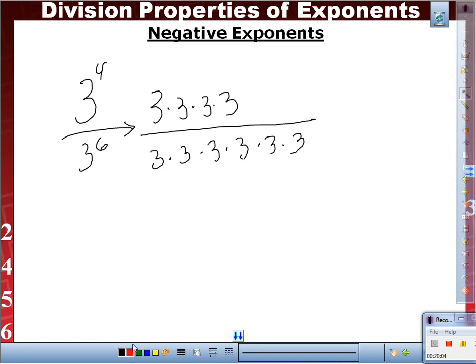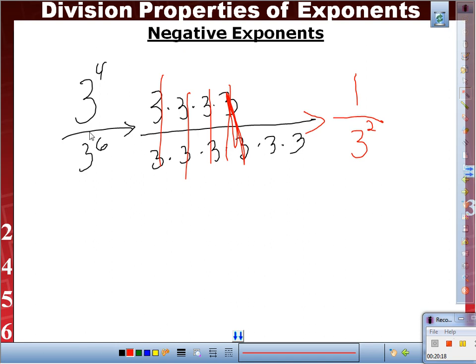So watch. 1, 1, 1, 1. What's left in the numerator? What is 1 times 1 times 1 times 1? 1. Oh, sorry, this is like this. What's left on the denominator? 1 times 1 times 1 times 1, 3 times 3, which is 3 to the second. Do you agree with that?